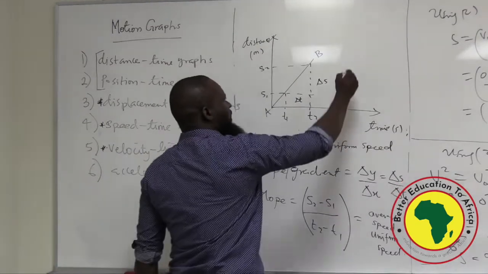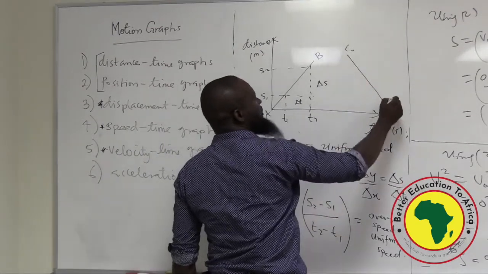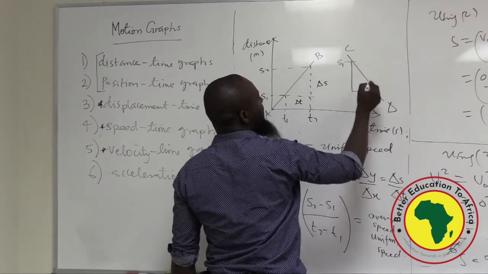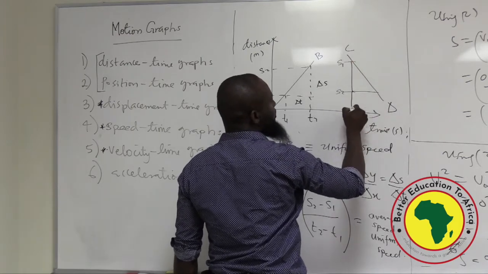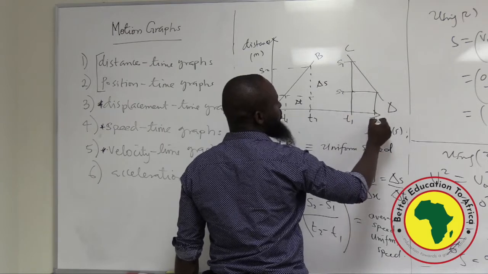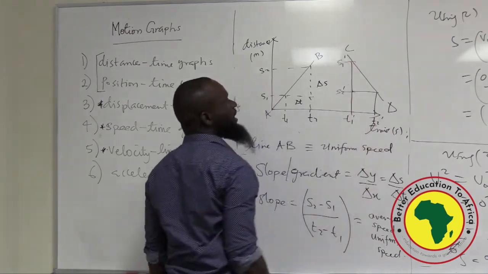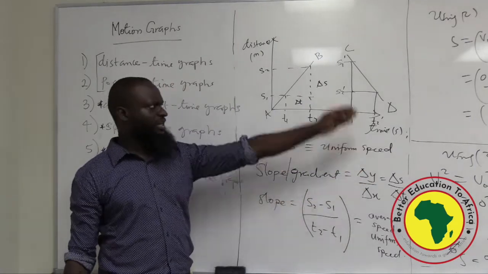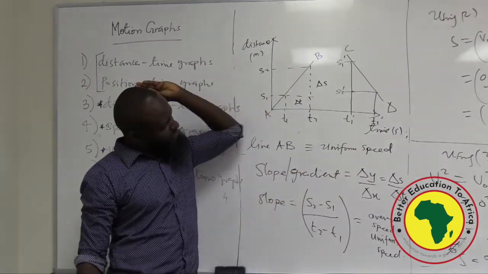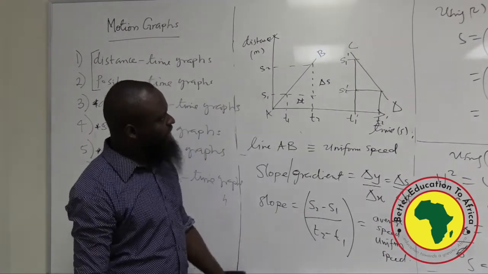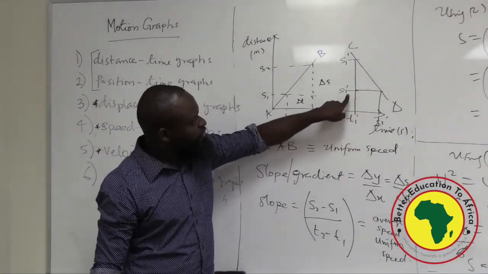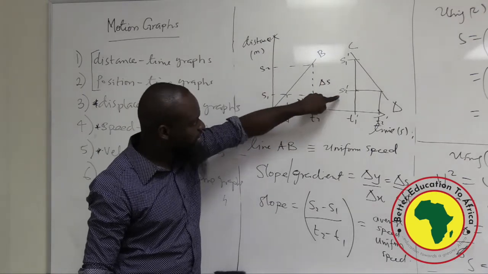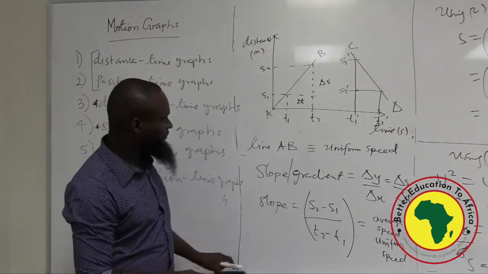Now, if it's going, say, C to D, you get a negative slope, because this will be your S1, this will be your S2, this will be your T1, and this will be your T2. So let me call this one primes. Okay? So line CD will also give us a uniform speed, but that uniform speed is going to be negative slope because S1 is larger than S2, or S2 is smaller than S1.